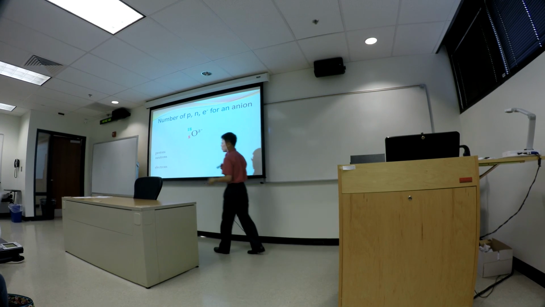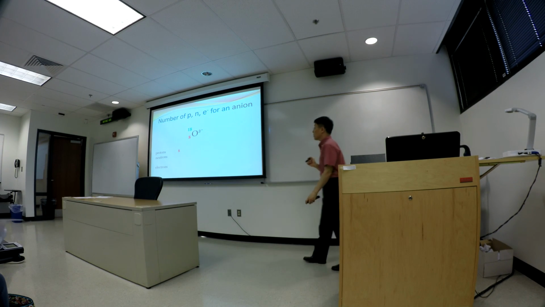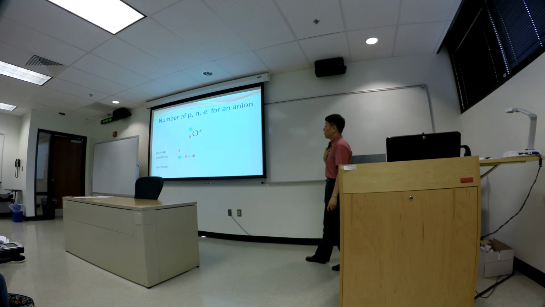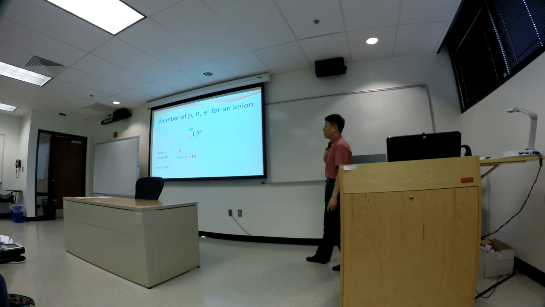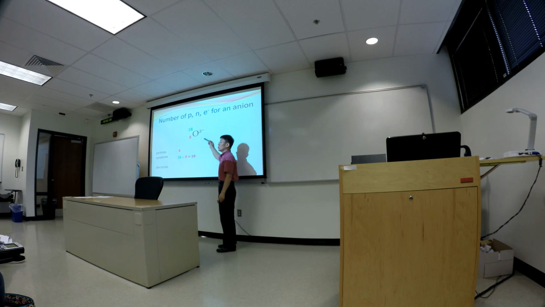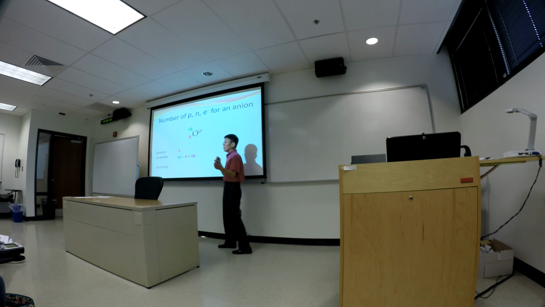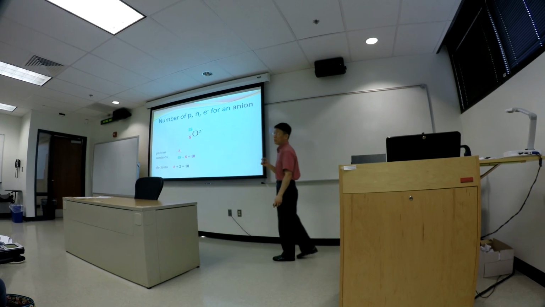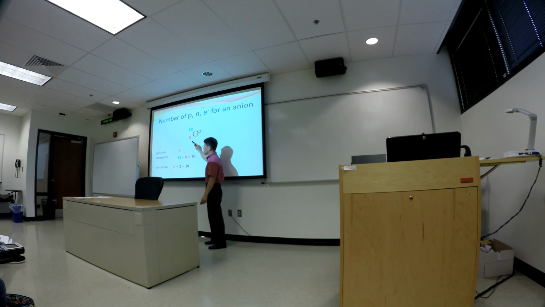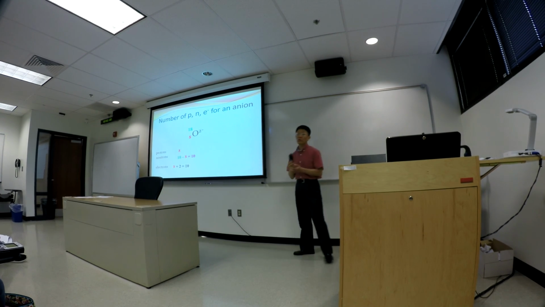So how many protons do we have? 8. Neutrons? 10, which is 18 minus 8. Electrons? You have 8 to begin with. 2 negative means you get 2 more. So you have 8, you get 2 more, you get 10 electrons. So for anions, you are adding the number of negative charges to the total number of electrons. So 8 plus 2 gives you 10 electrons. That's one thing that we need you to be able to do.